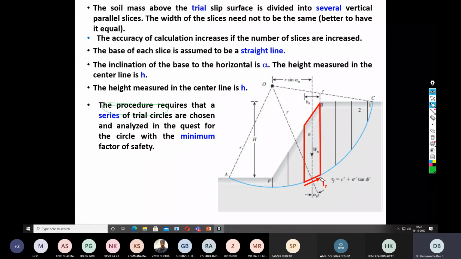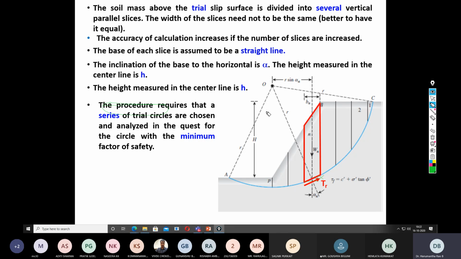There are some assumptions also. The inclination of the base to the horizontal is alpha. This is called the failure plane. Suppose this is approximately alpha, and the height measured at the center is h. For the sake of simplicity, it is assumed that the width of the slice is b and the height of the slice is h. That is one of the reasons that in all previous analysis cases we have taken the width as b and height as h.